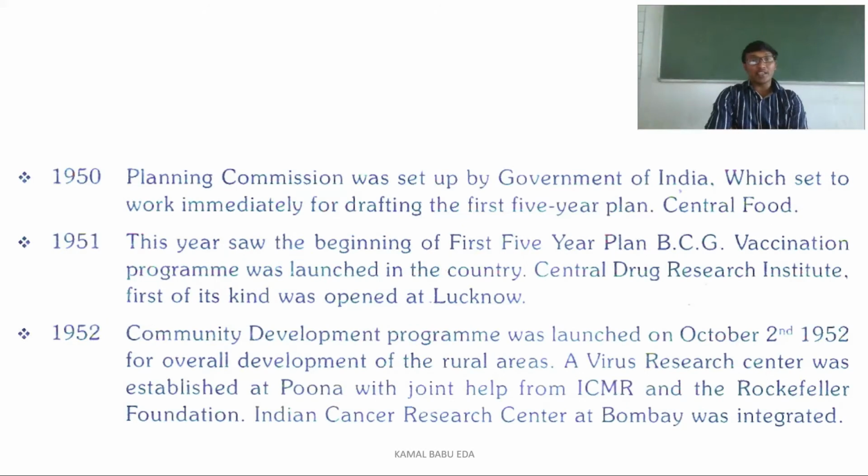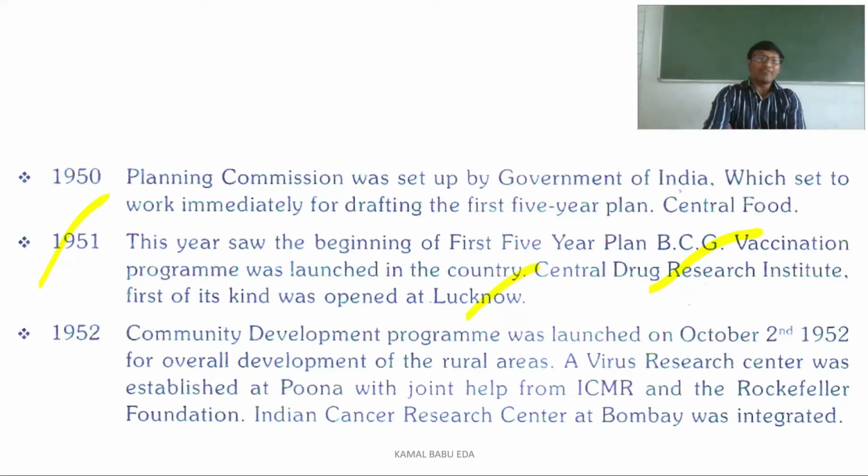Coming to 1950, the Planning Commission was set up by the government of India, and during this time we have the first 5-year plan. In the year 1951, this is the first beginning of the 5-year plan. The first 5-year plan was established in the year 1950, and it came into existence from the year 1951. Here the BCG vaccination program was launched and the Central Drug Research Institute was opened at Lucknow.